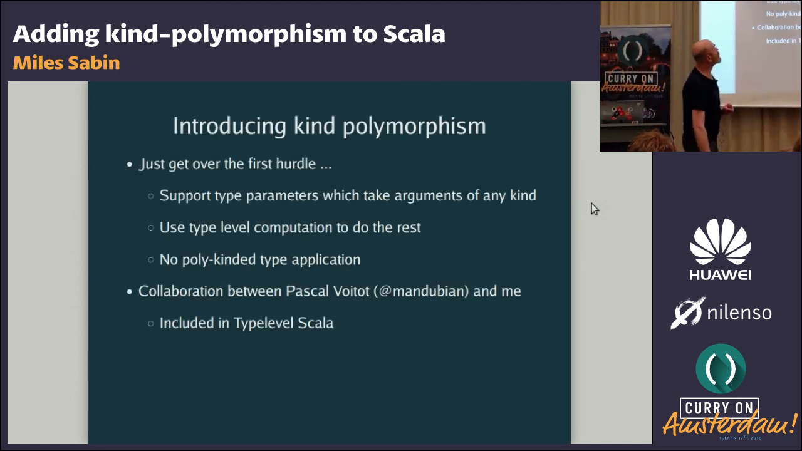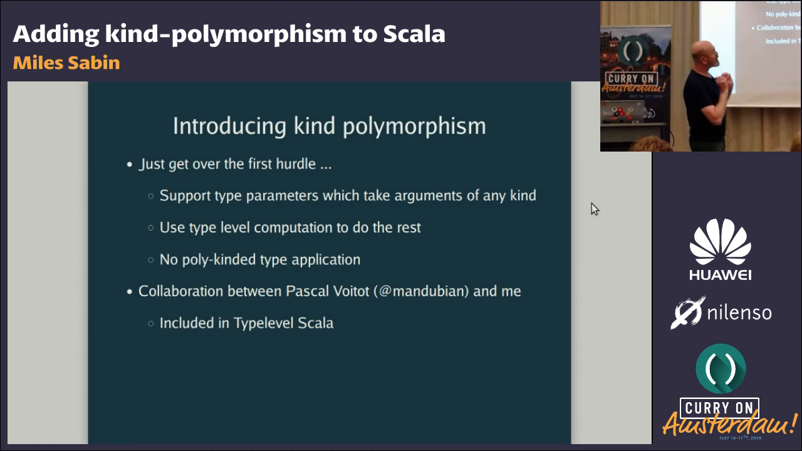So we'd support type parameters which can take arguments of any kind. We then use type-level computation to do all the rest of the work. Scala makes use of implicits to essentially compute over types. It would take far too much time to explain how this is done, but essentially you can use implicits to do pattern matching and structural recursion over types at compile time in a fairly general kind of way. That's the core essential idea of how Shapeless works.